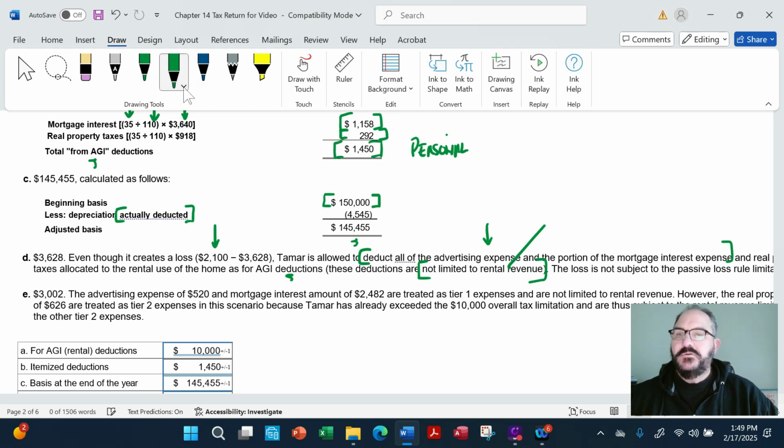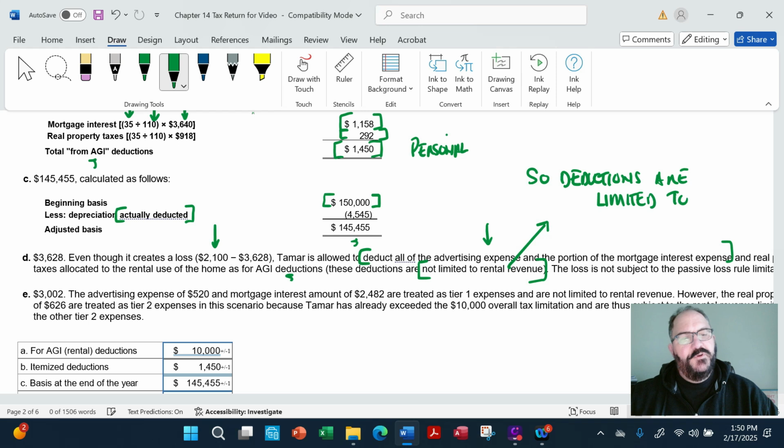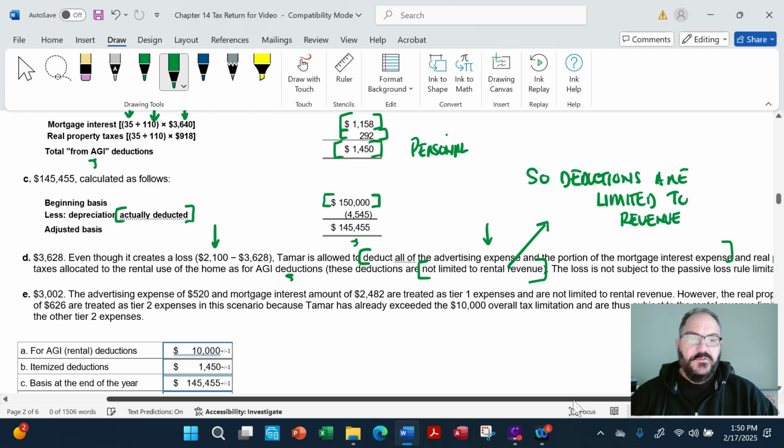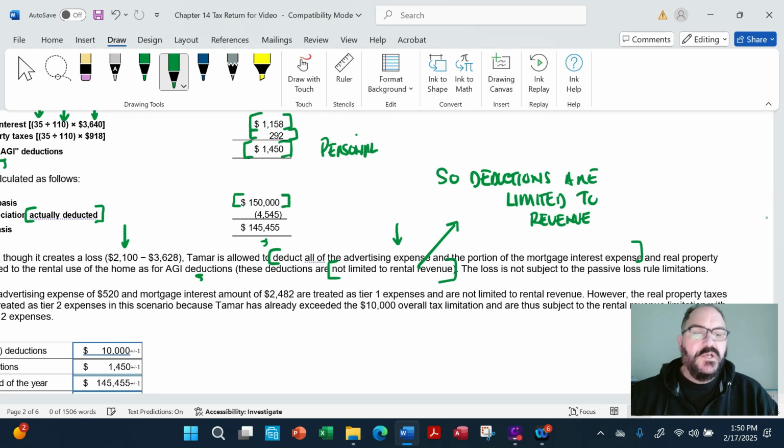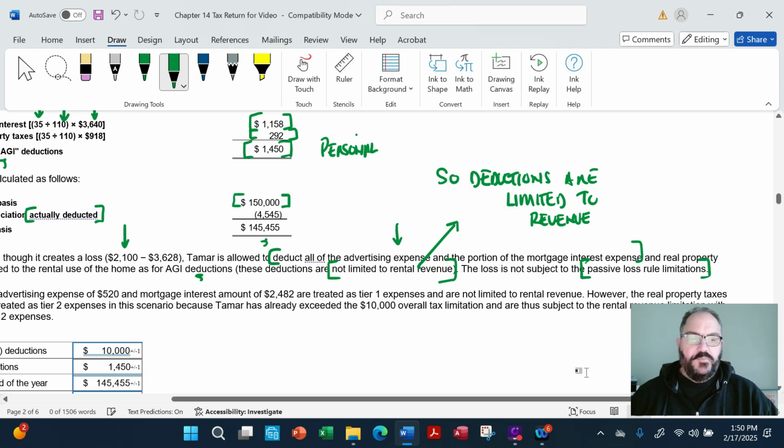Oops, what happens here? Okay, try again. Some deductions are limited to revenue. Okay, so notice here it says the loss is not subject to the passive loss rule limitations. Okay, and again, this is passive. Why? Because it's a rental property.